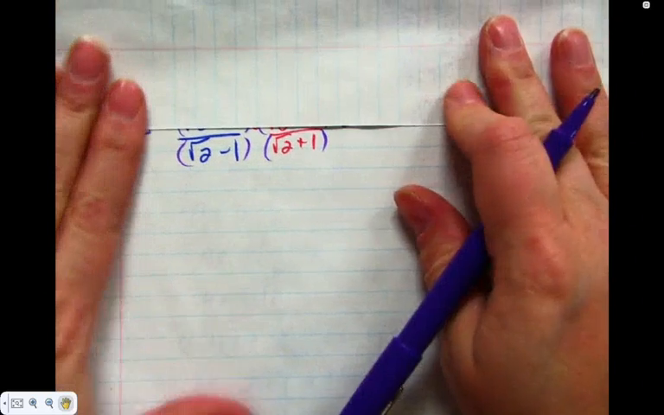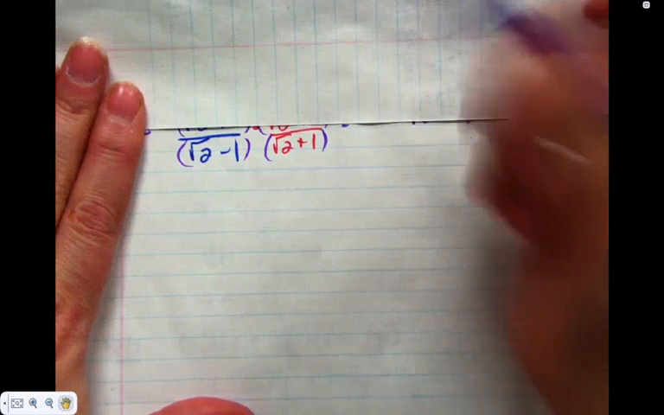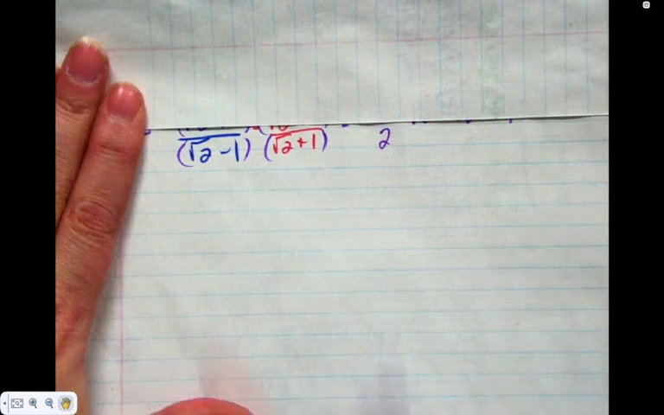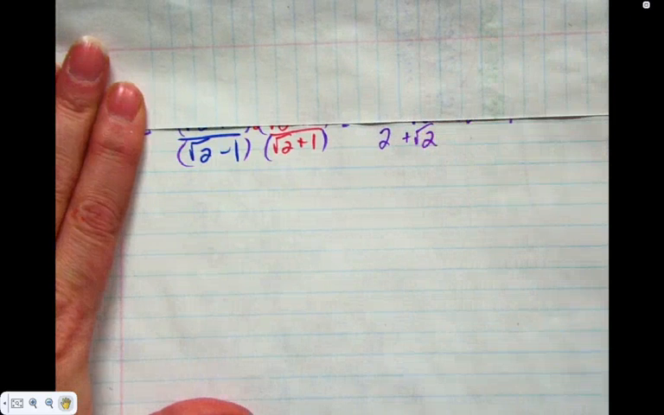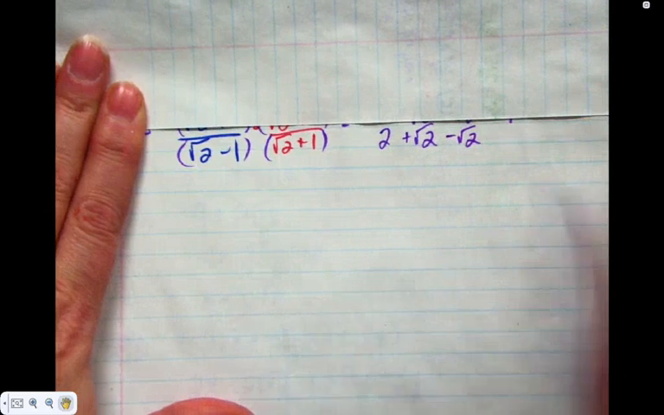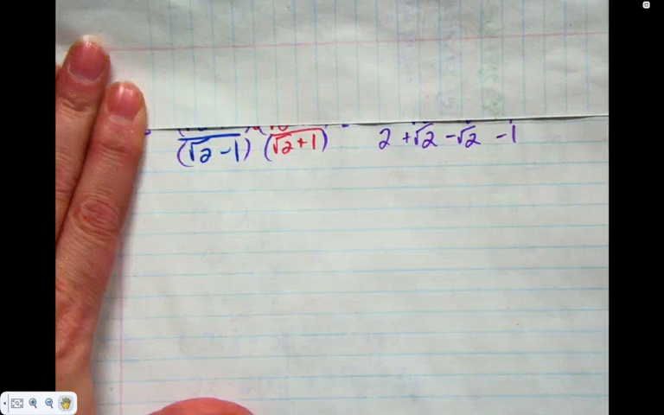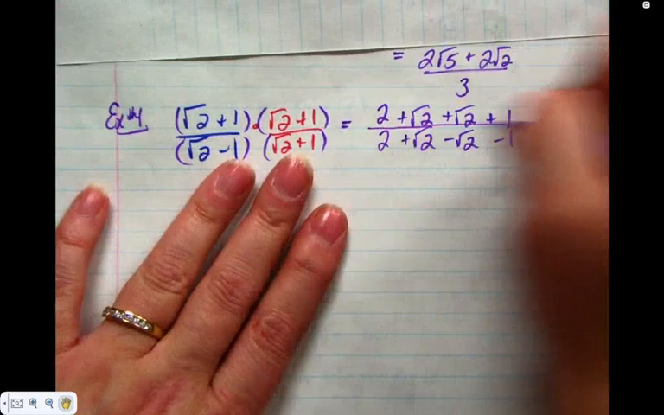Okay, now let's just do the bottom. Root 2 times root 2. Root 2 times 1. Negative 1 times root 2. And negative 1 times 1. Did my radicals cancel? Then we know everything's happy and we're good to go.